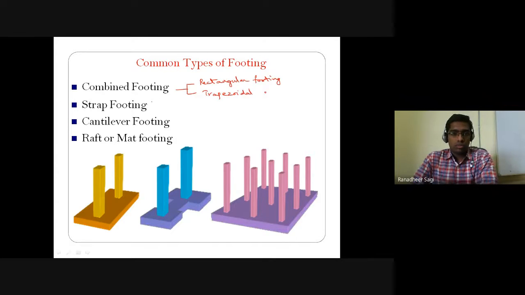Okay, in which case we go for a rectangular shaped combined footing and in which case we go for a trapezoidal shaped combined footing, we have already learned, and we'll also have a quick look at it in the coming slides. The other type of footing is the strap footing, which is also one type of combined footing, where you have two individual footings which are connected by means of what is called a strap beam.